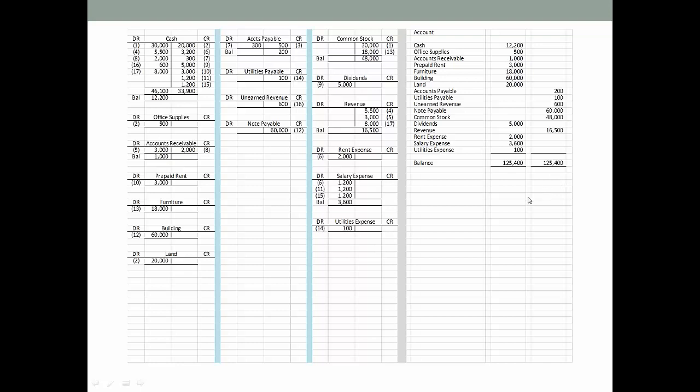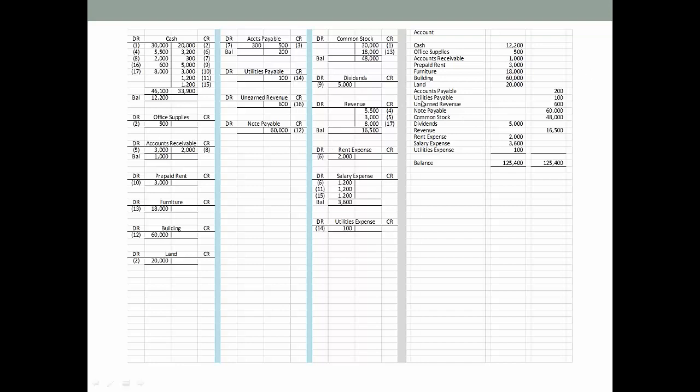And also, from this, you could use the trial balance to prepare your financial statements. So for the income statement, you would take your revenue minus your expenses, you would get net income, and you would add that to beginning retained earnings, and then you would have a subtotal, and from that you would deduct dividends, and then you would have ending retained earnings, and then you would add that to common stock, and that would be all of your owner's equity under the balance sheet.